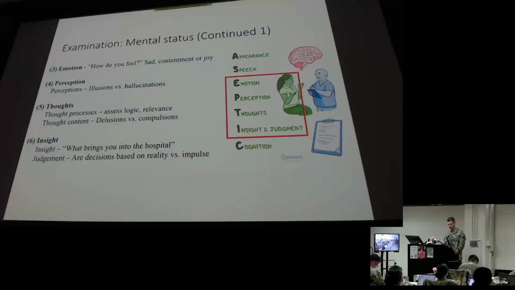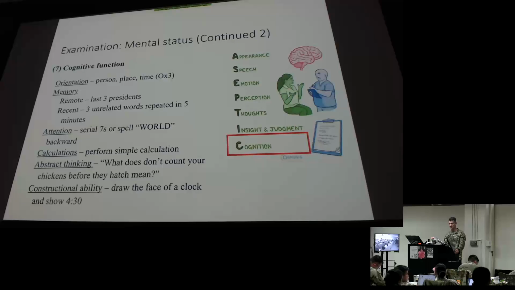And then judgment. Are we making good decisions or are we making bad decisions? And lastly, we have cognitive function. There's a whole bunch of random tests you can do. We'll go over the MOCA exam as well as the mini mental status exam, which are good cognitive function things. They're kind of set things.